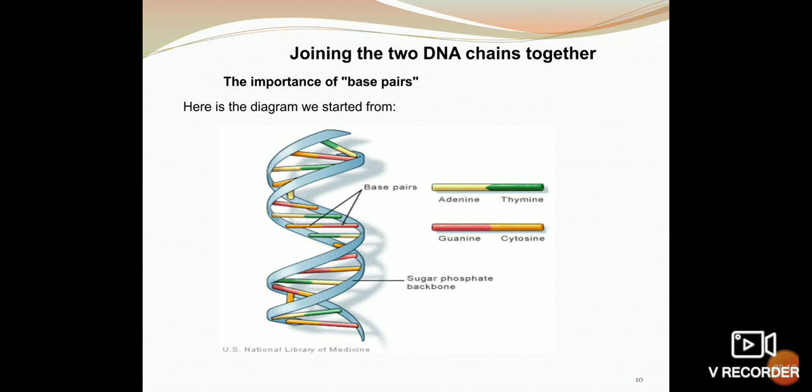Joining the 2 DNA chains together. The importance of base pairs: we have seen that the bigger base pairs with the smaller base, and the number of hydrogen bonds formed between the 2 bases. Here is the diagram. We started from the double helical structure with the color showing the pairing between the bases, that is A with T and G with C.